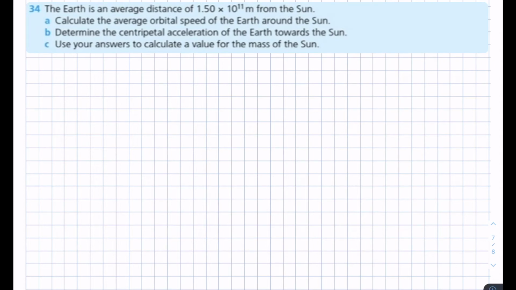Question 34. The Earth is an average distance of 1.50 times 10 to the power of 11 meters from the Sun. Calculate the average orbital speed of the Earth around the Sun. So you might not know what formula to use, but this is actually more obvious than you think, where you're just going to be using speed equals distance over time.